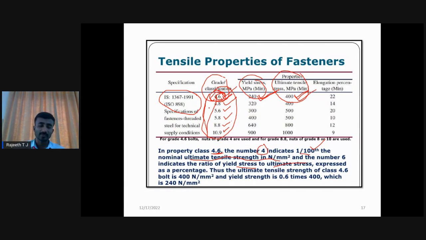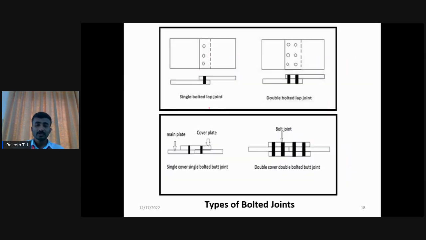Next, for the different types of bolted joints, here I have shown four categories of bolted joints. Assume that this is plate number 1 and this is plate number 2. I have placed plate number 1 below, whereas plate number 2 is above it. Then I have connected them through 3 bolts. This joint we call a lap joint. If you keep one plate above the other, that joint is called a lap joint.